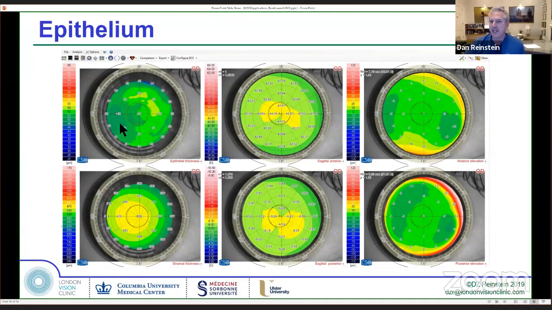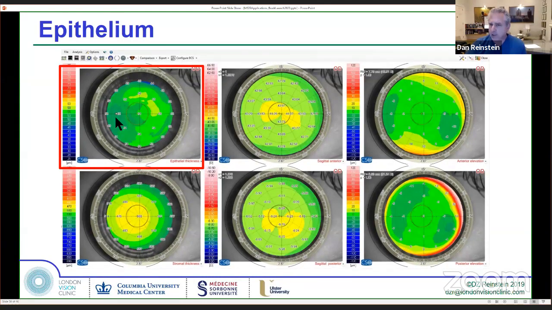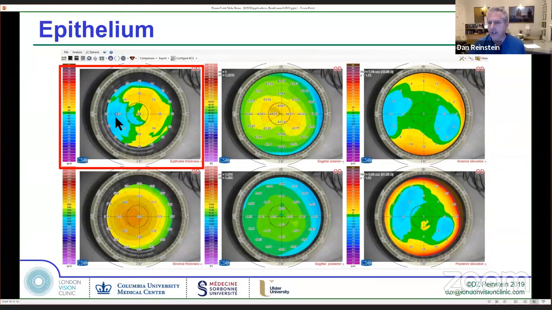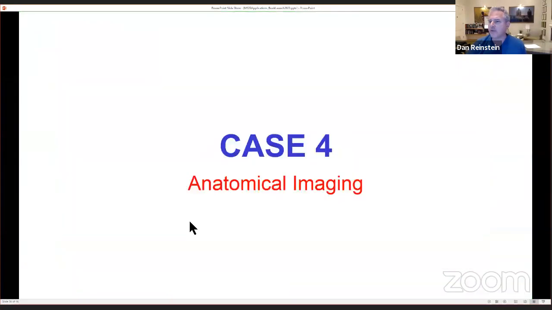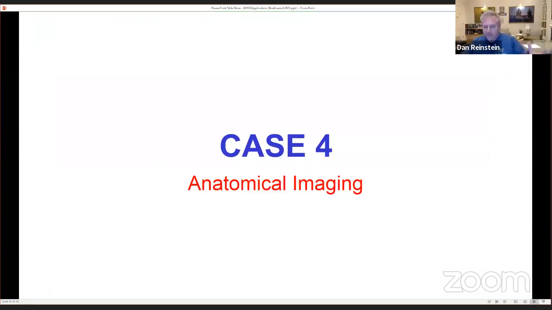So we look at the epithelium and we say, oh, wait, okay, hold on a second. There is actually a focal thinning. And if we change the color scale to get that emphasized, we can see that there is focal thinning in conjunction with where the back surface was elevated. So I think, you know, we're there.